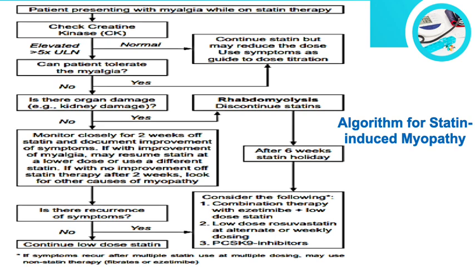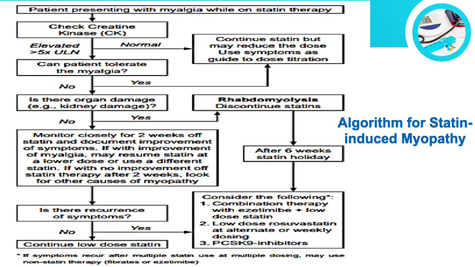This is the algorithm for statin-induced myopathy. On patients who present with myalgia on statin therapy, we should check the creatinine kinase or CK. If the CK is elevated 5 times the upper limit of normal, we should ask whether the patient can tolerate the myalgia.